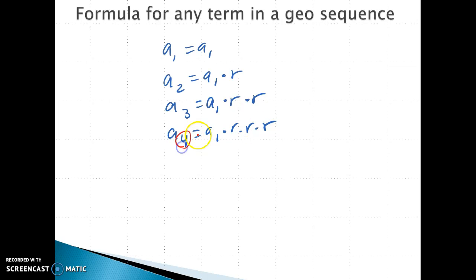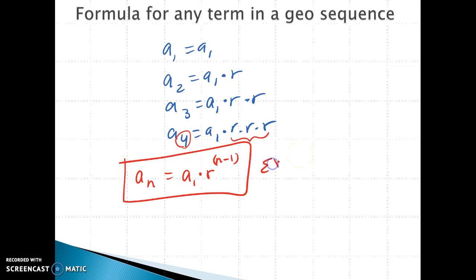Whatever my R value is, I am multiplying by n minus 1 R's, or by R times itself. My equation here is going to be A1 times R to the n minus 1 power, because we see that if my n value is 4, then I have to multiply R by itself 3 times. Okay, so this right here is our explicit formula to find A sub n for a geometric sequence.